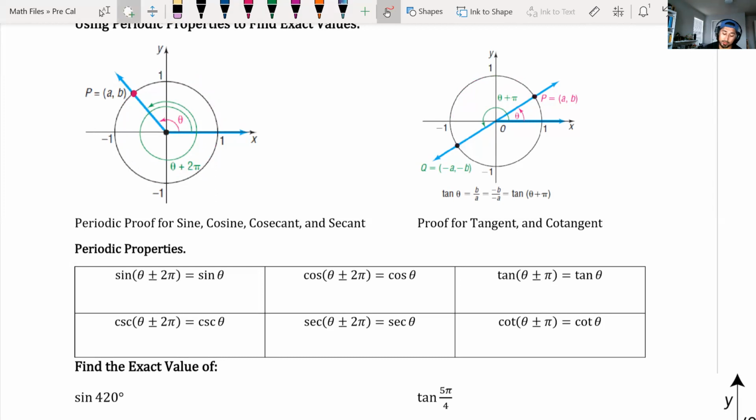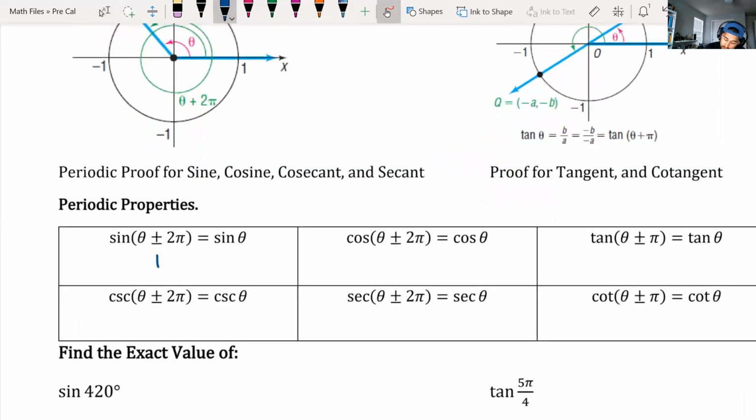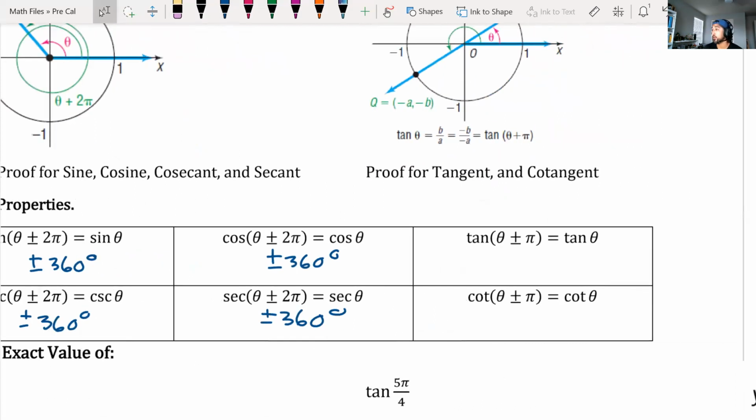Not yet, though. Okay. For your periodic properties, this is kind of like coterminal angles. If you notice that your function is over a revolution or under a revolution, you're going to add 2 pi or subtract 2 pi if it's in radians. If it's in degrees, then you're going to add or subtract 360 degrees. This will be the same for these four functions, because all of these functions have a period of 2 pi. The only one that is different is, again, tangent. If you notice that tangent is over a revolution or under a revolution, you're just going to add pi or subtract pi if it's in radians. If it's in degrees, then you're going to add or subtract 180.